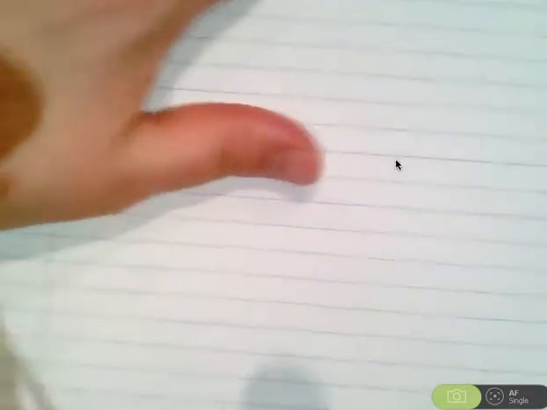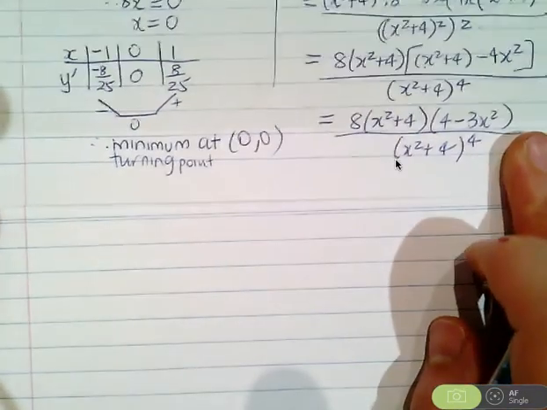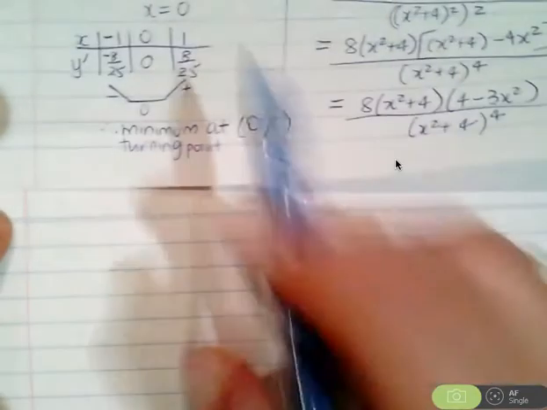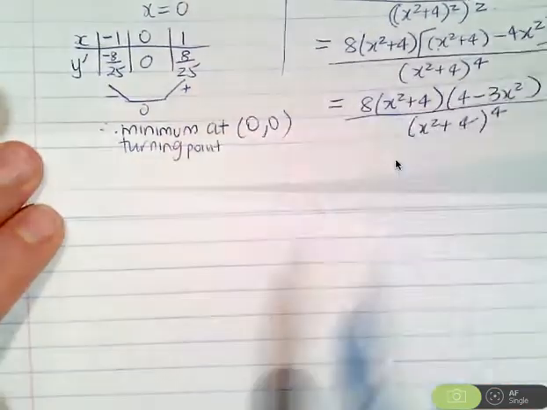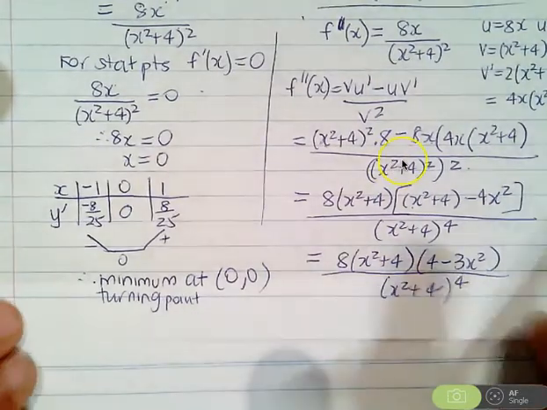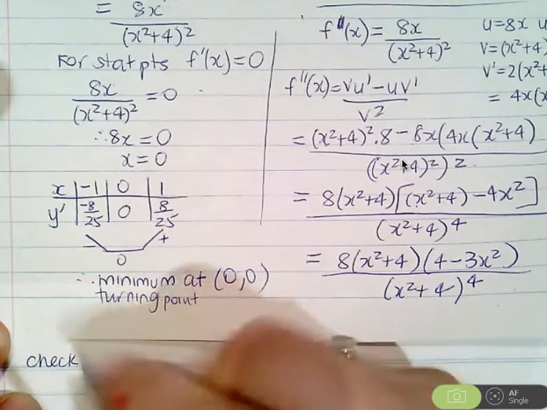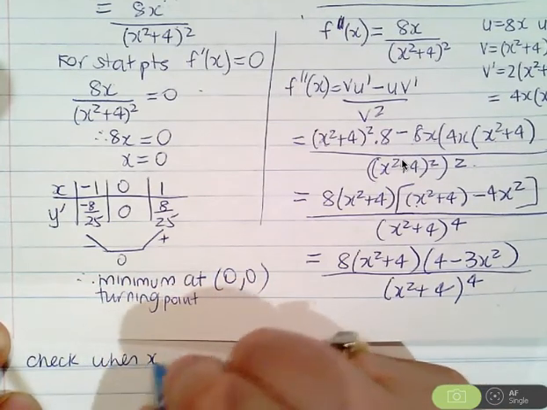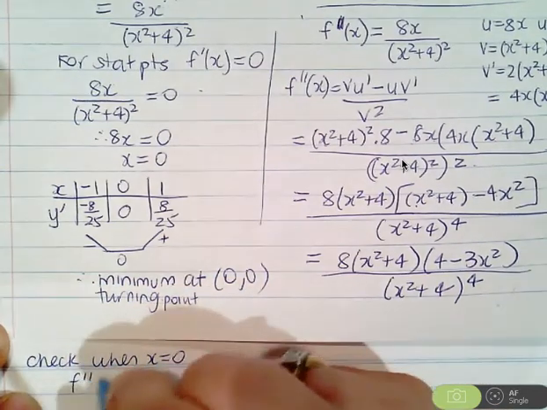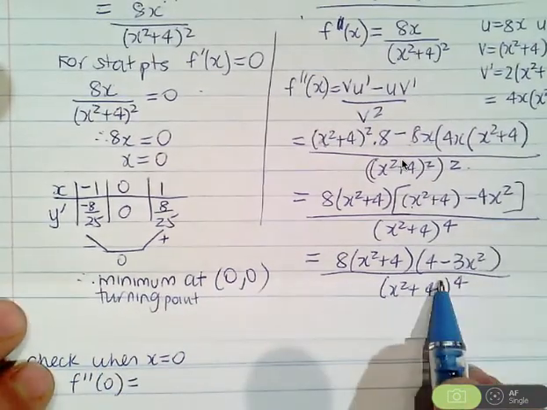Just make sure we can still see what we're doing. Now, you know how we worked out that the stationary point at x equals 0 was a minimum. Now that I've done the second derivative, we can just check for the nature. When x is 0, what's your second derivative? f double dash 0 is, I may as well just put it in since I've got it now.